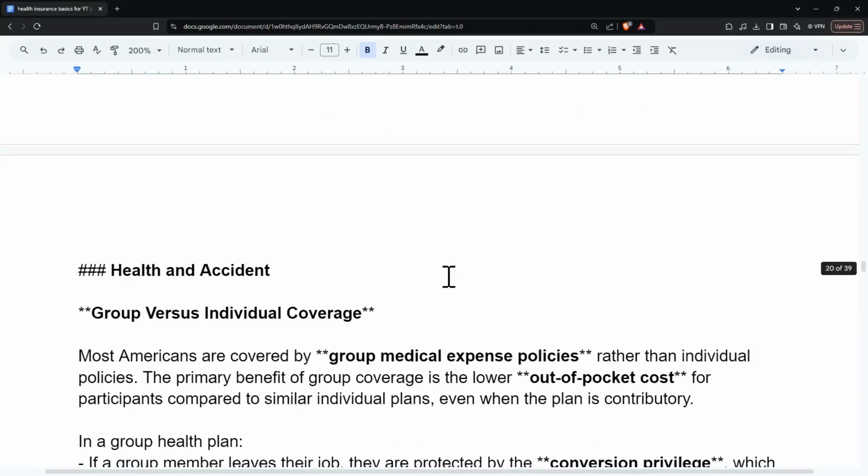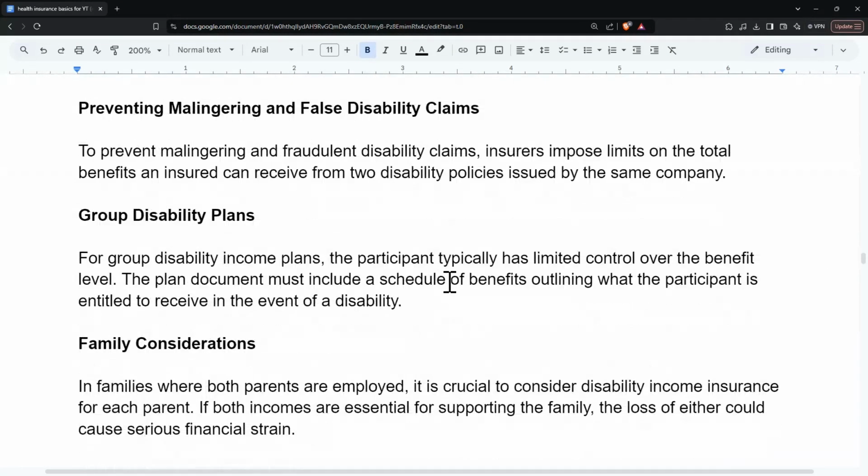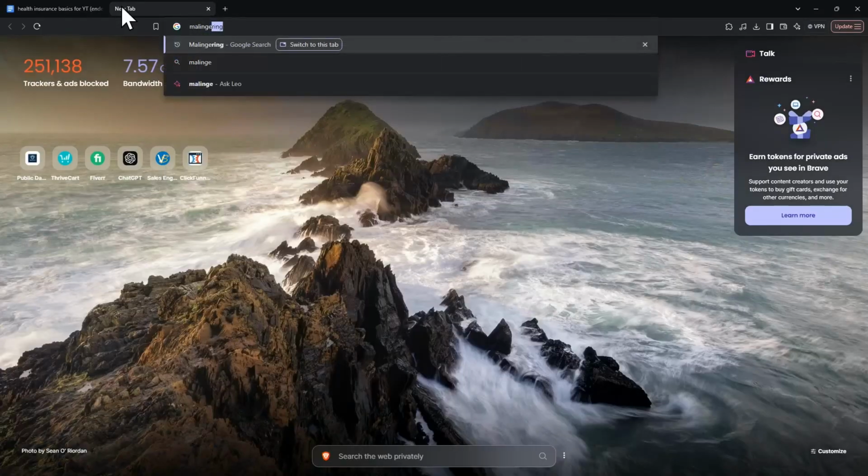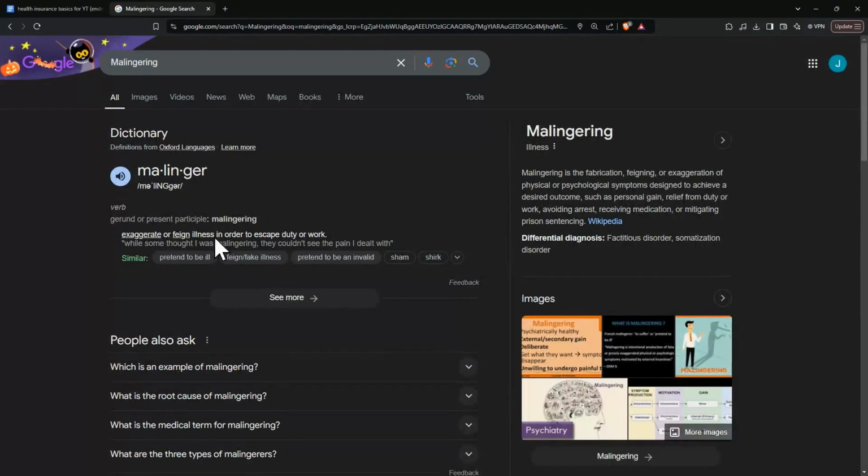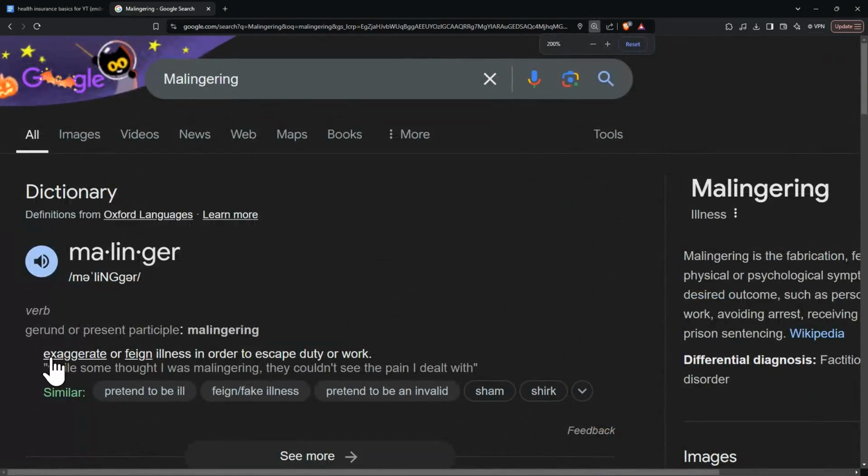So we're going to cover preventing malingering and false disability claims. Malingering is when you lie or exaggerate. It's to exaggerate or feign illness in order to escape duty or work. So to malinger is to fake being sick. Like when we used to say we were sick to go to school and you weren't really always sick, but a lot of times we were, but sometimes we'd all fib a little bit. That's malingering.